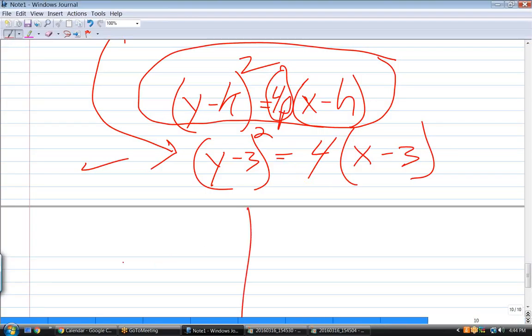Where's my vertex? It's at 3, 3. Does it open to the right or to the left? It opens to the right.